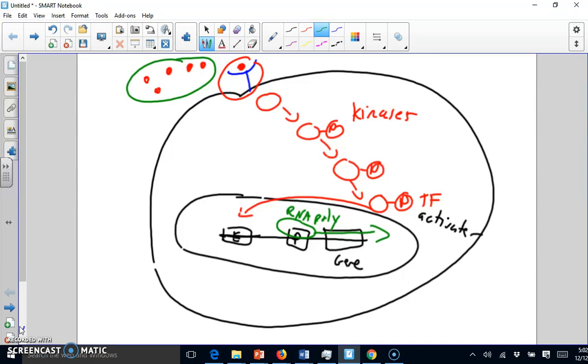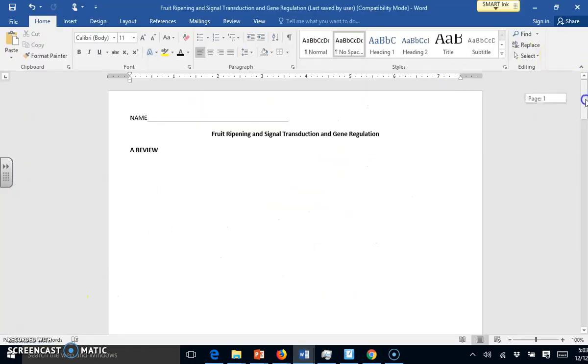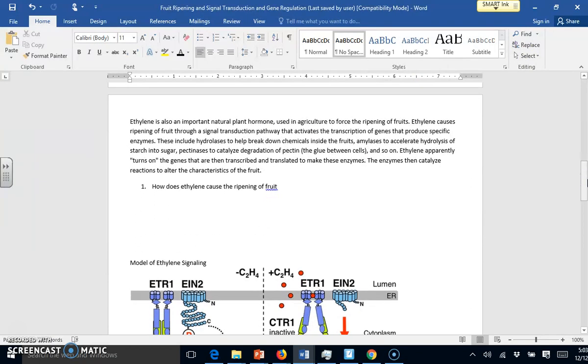Now, the rest of the packet that follows, I'm going to talk you through it a little bit. I have a million documents open. Where is it? Right here. Okay, so here is another example. This example looks at a hormone, or signal molecule, in plants called ethylene. Ethylene causes fruits to ripen, and this example explains how.